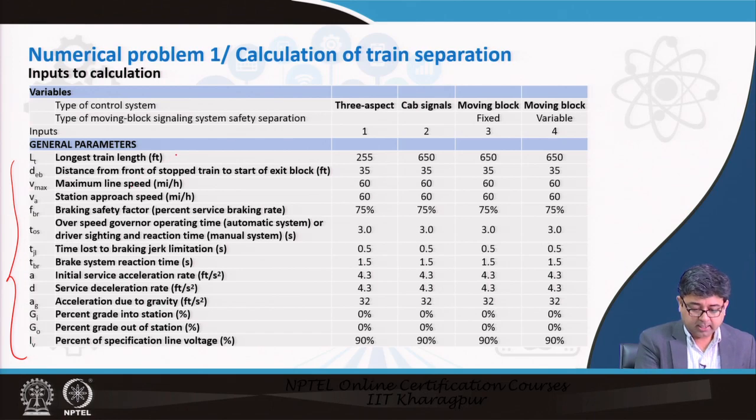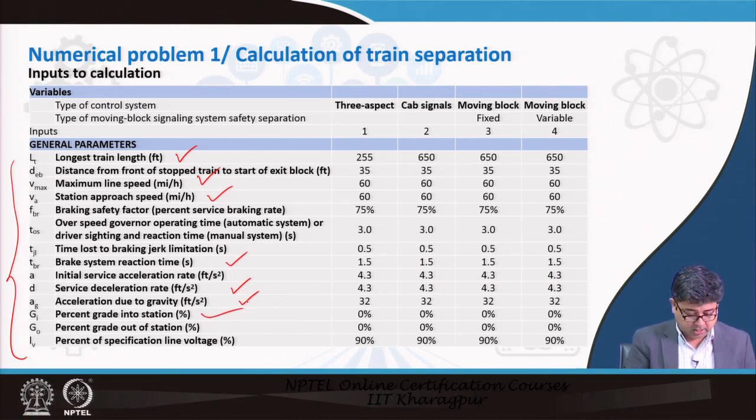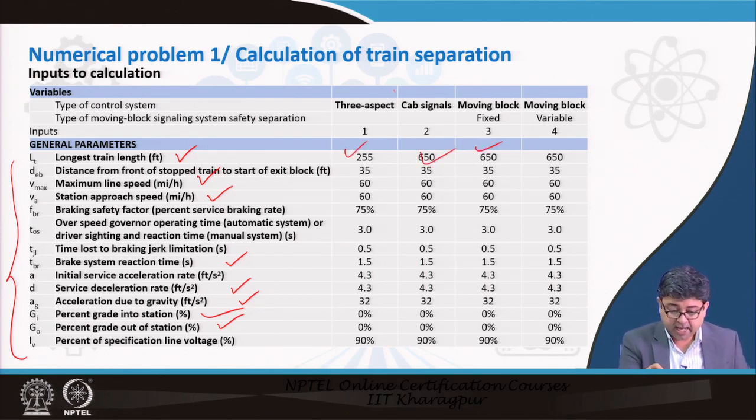Longest train length you have to know, maximum line speed you have to know, approach speed, right. Similarly, the others: acceleration, deceleration speed, braking time, whether the station is at grade or is there any incline or decline into the station. So, all of these values are given here for different types of signaling systems, right.